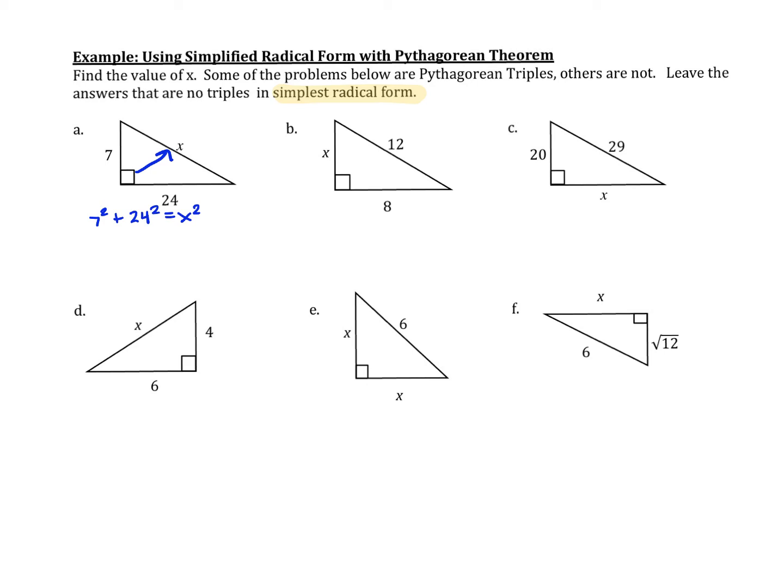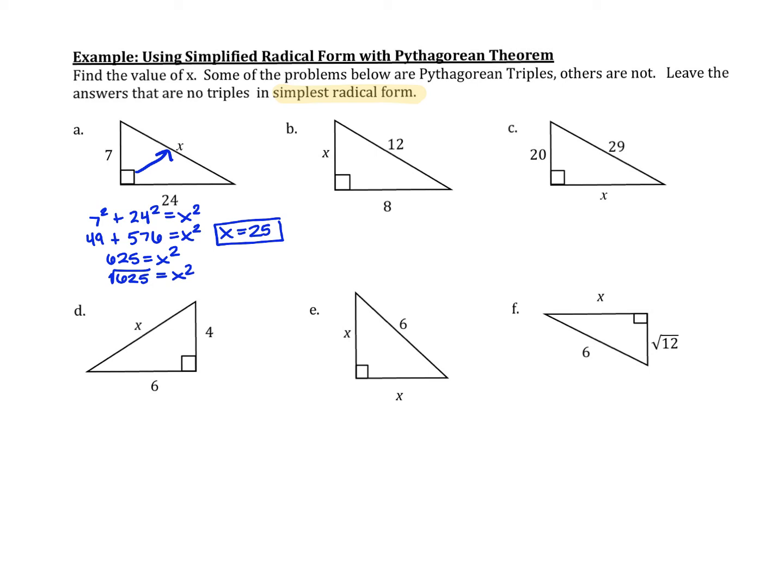So 7 squared is 49. 24 squared is 576 equals x squared. And then add 49 and 576 to get 625 equals x squared. Then you're going to take the square root of 625, and your answer is 25. So that one was actually a triple.